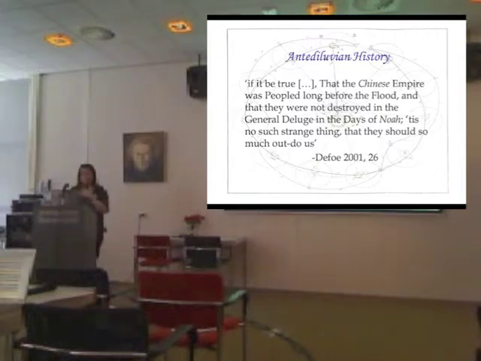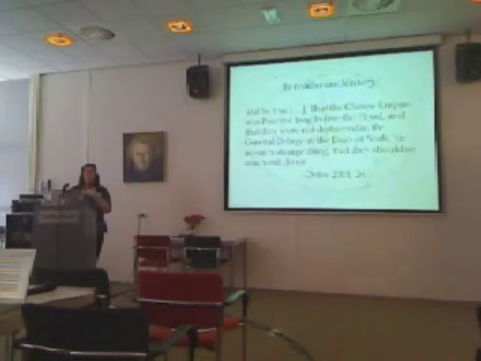he observes that "if it be true that the Chinese Empire was peopled long before the flood, and that they were not destroyed in the general deluge in the days of Noah, 'tis no strange thing that they should so much outdo us." And the quote goes on, "so much outdo us in this sort of eyesight we call general knowledge, since the perfection bestowed on nature when in her youth and prime met with no general suffocation." So again, there's this appeal to the Babel story of things were perfect, and then there was the Tower of Babel, and there was flooding, and now things are awful. And anyone who managed to escape those curses and those events probably still has a perfect language.